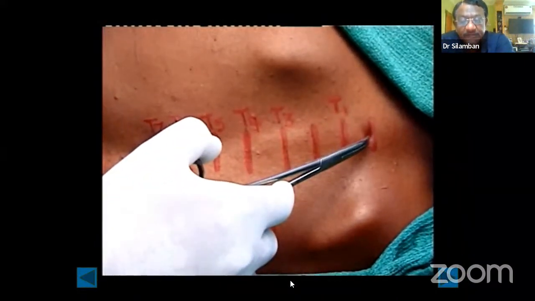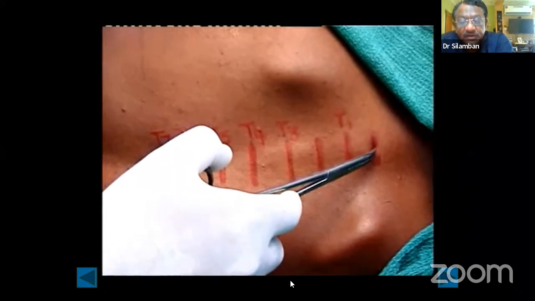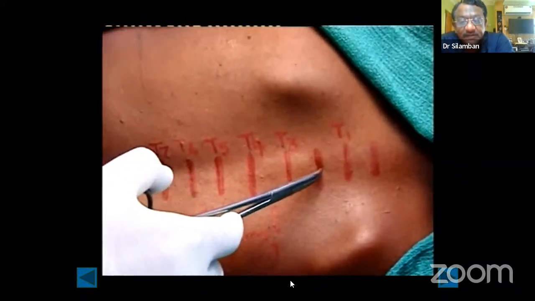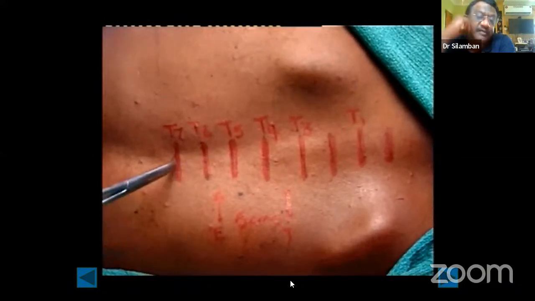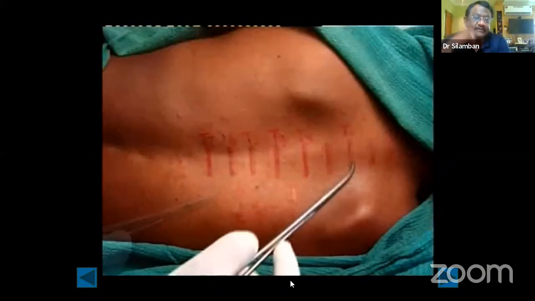Another depiction of your, that is C7. The first most prominent spine is C7. Then you count all your spines up to. So blockade is going to be from C6 to T6.